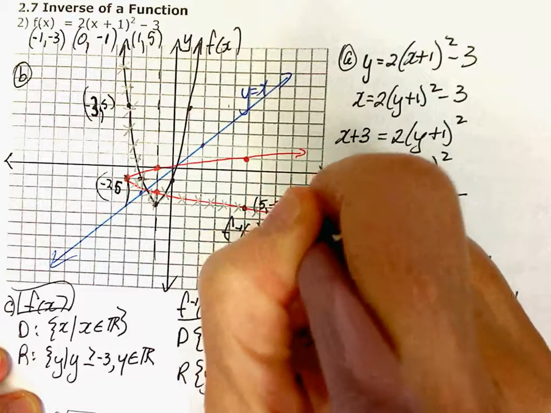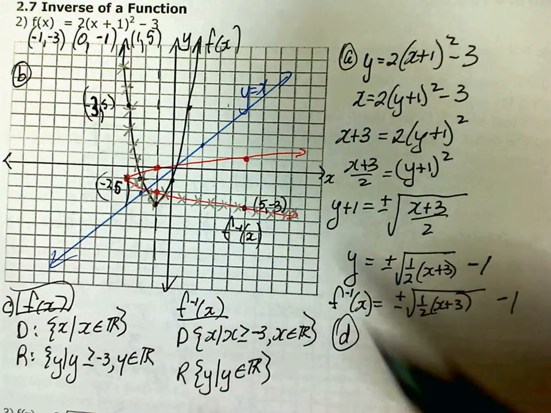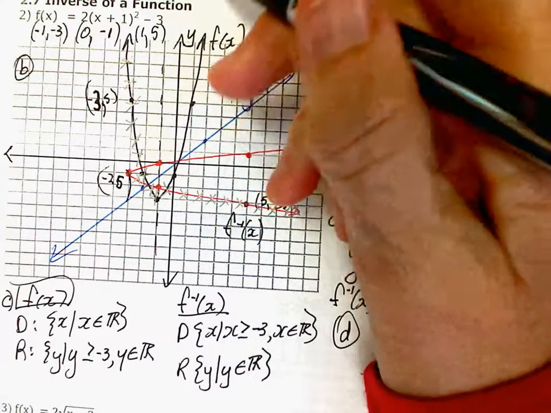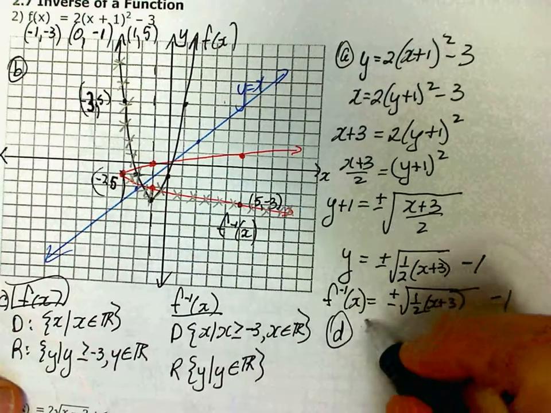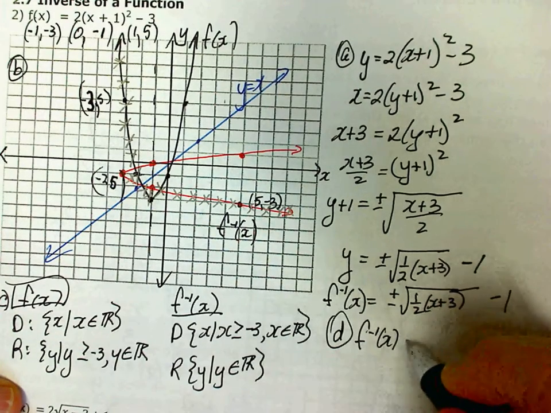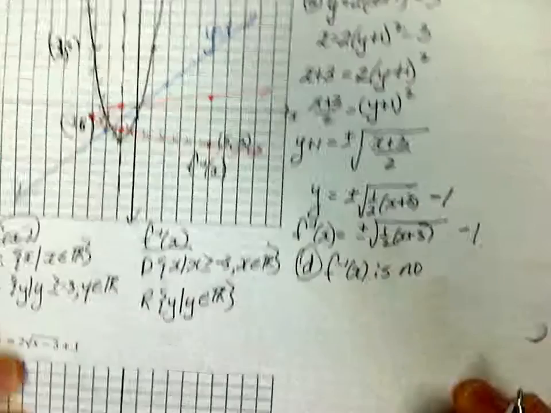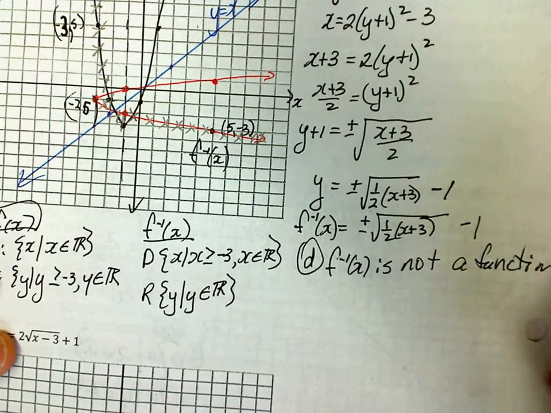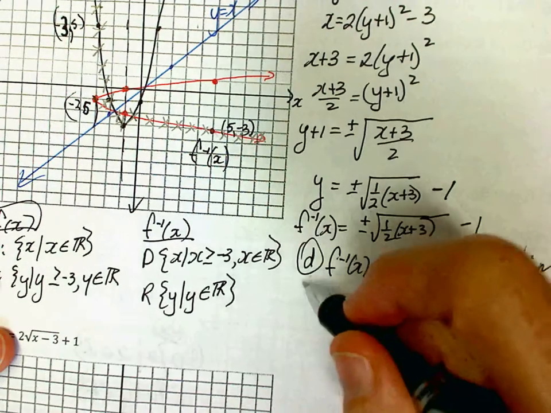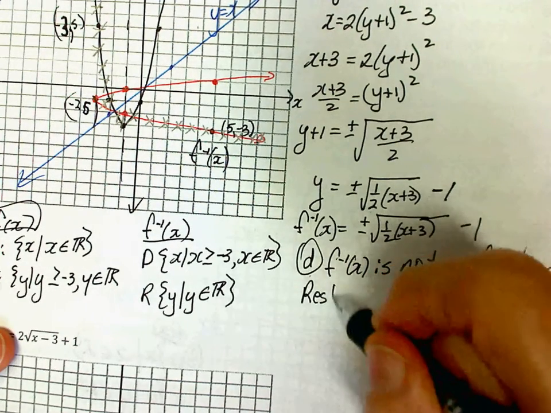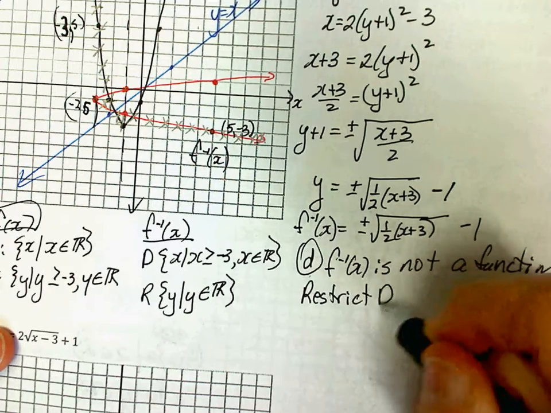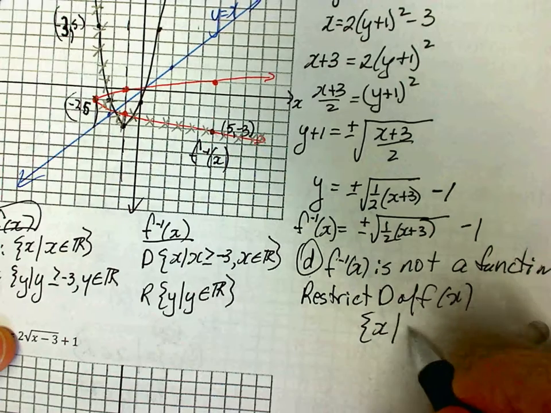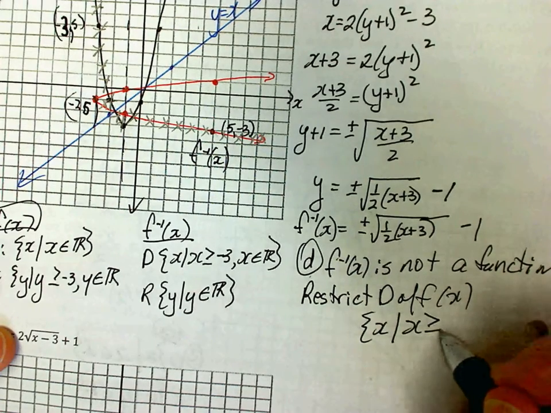So part D is, how do we restrict the domain? We just use the axis of symmetry of f of x. f inverse of x is not a function. Okay, so we restrict the domain of f of x to this: x such that x is greater than or equal to -1. That's the axis of symmetry, right?